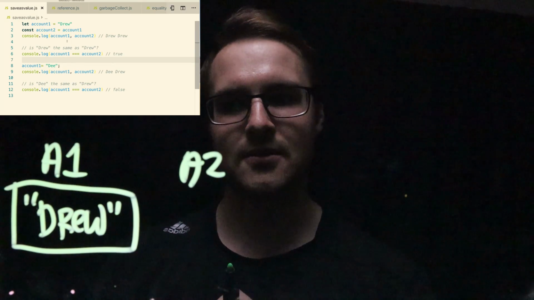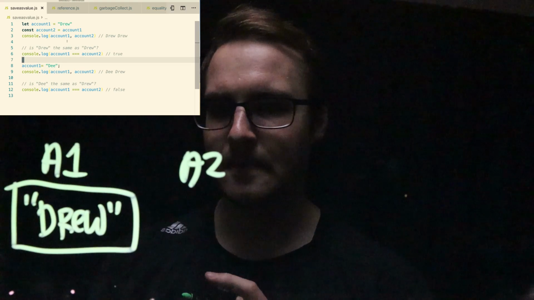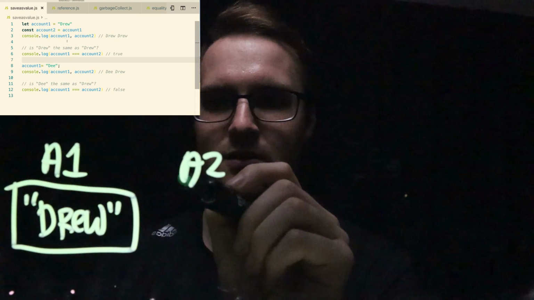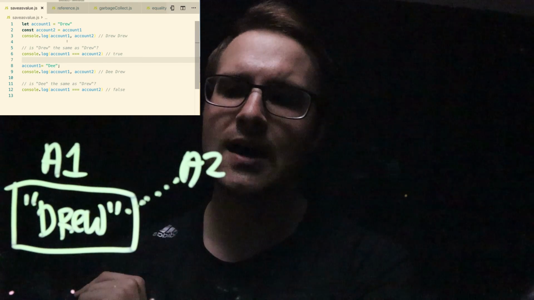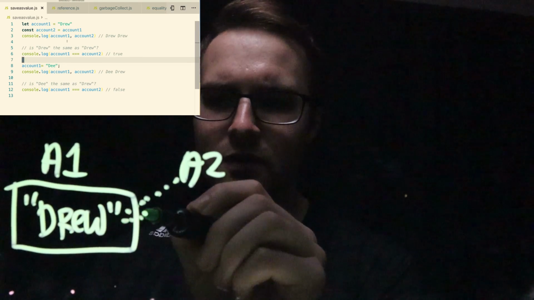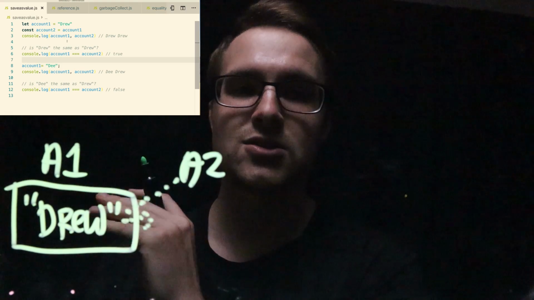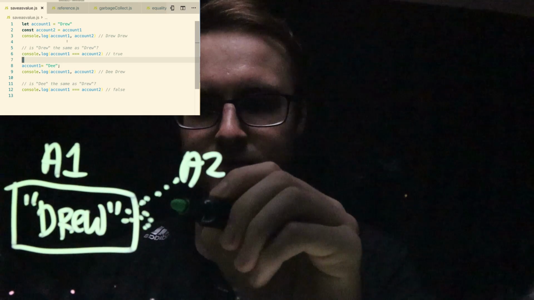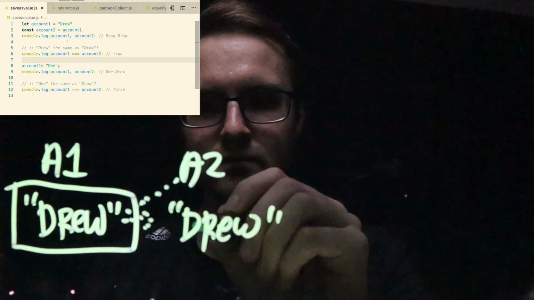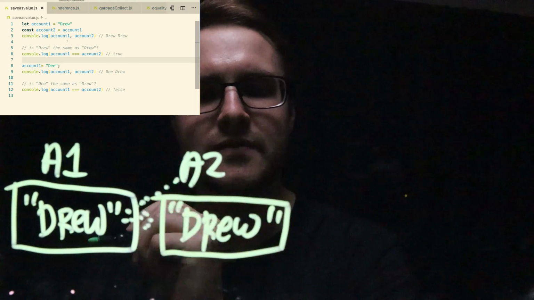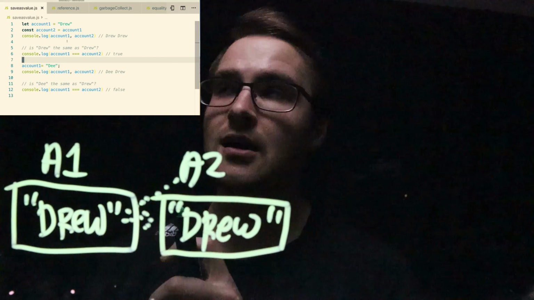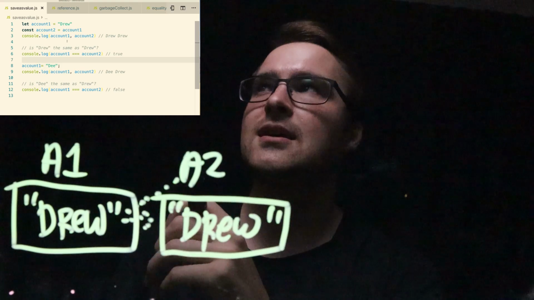So what happens here? I'm just going to tell you, okay? A2 says I'm going to set it equal to whatever A1 has. So it goes and looks, says, okay, what do you got? Okay, you have a string of Drew. I'm going to copy that over here. So there's actually two strings of Drew now. Two primitives, okay?